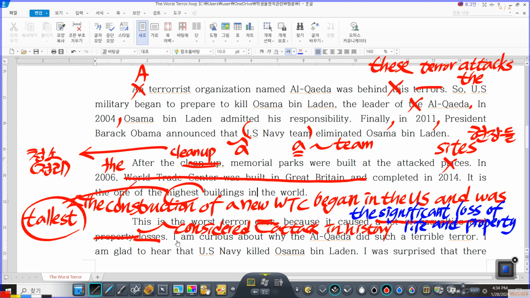I'm curious. 이거 괜찮네. 이제부터. I'm curious about why the Al-Qaeda 또 뺐지 아까? Al-Qaeda did such a terrible terror. Terrible terror. Terrible terror. 뭐 이거 라임하는 거 terrible terror. Terrible deed. 짓 행동이죠. 또는 act 행위. Terrible deed. 이렇게 끔찍한 짓을 왜 했을까?